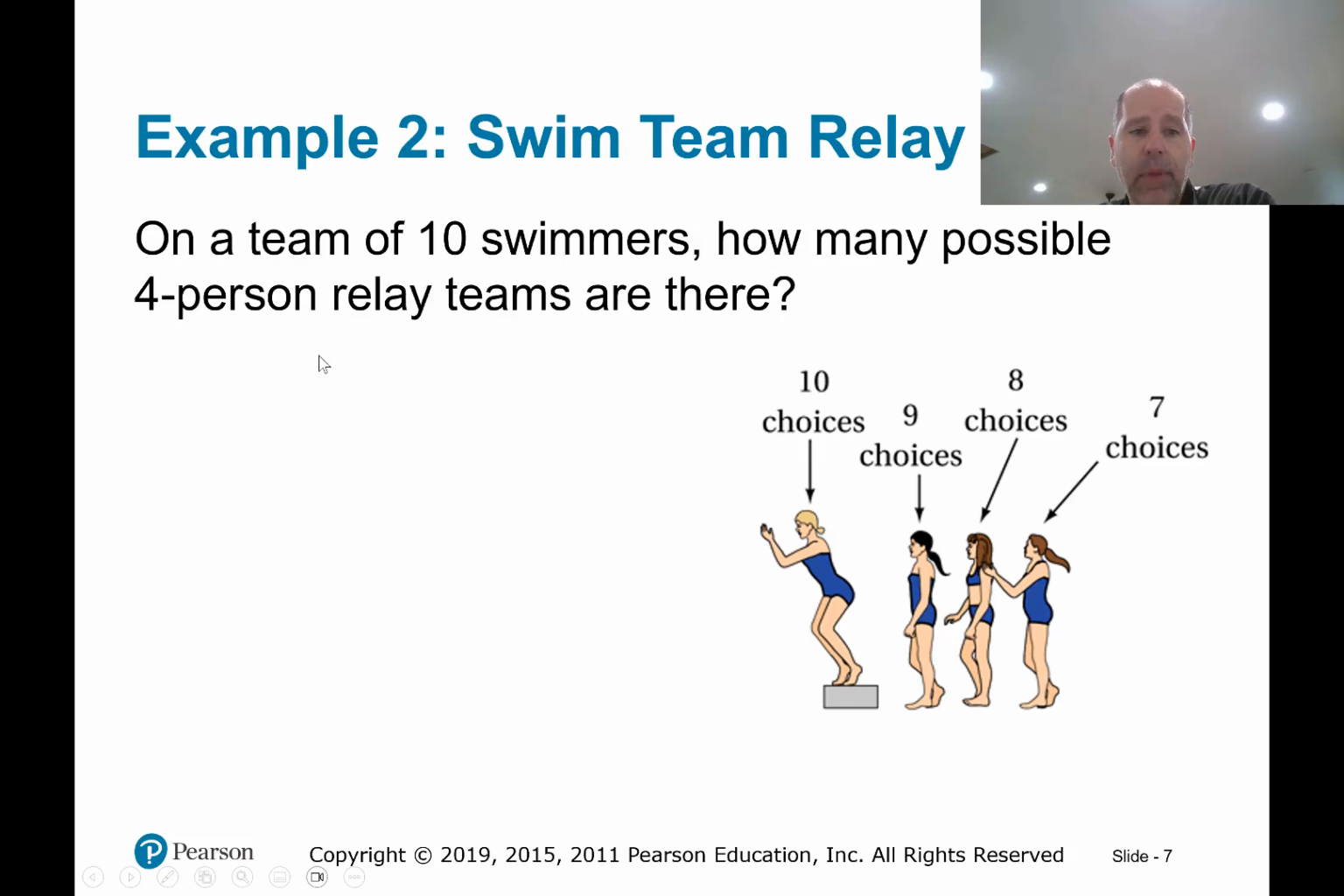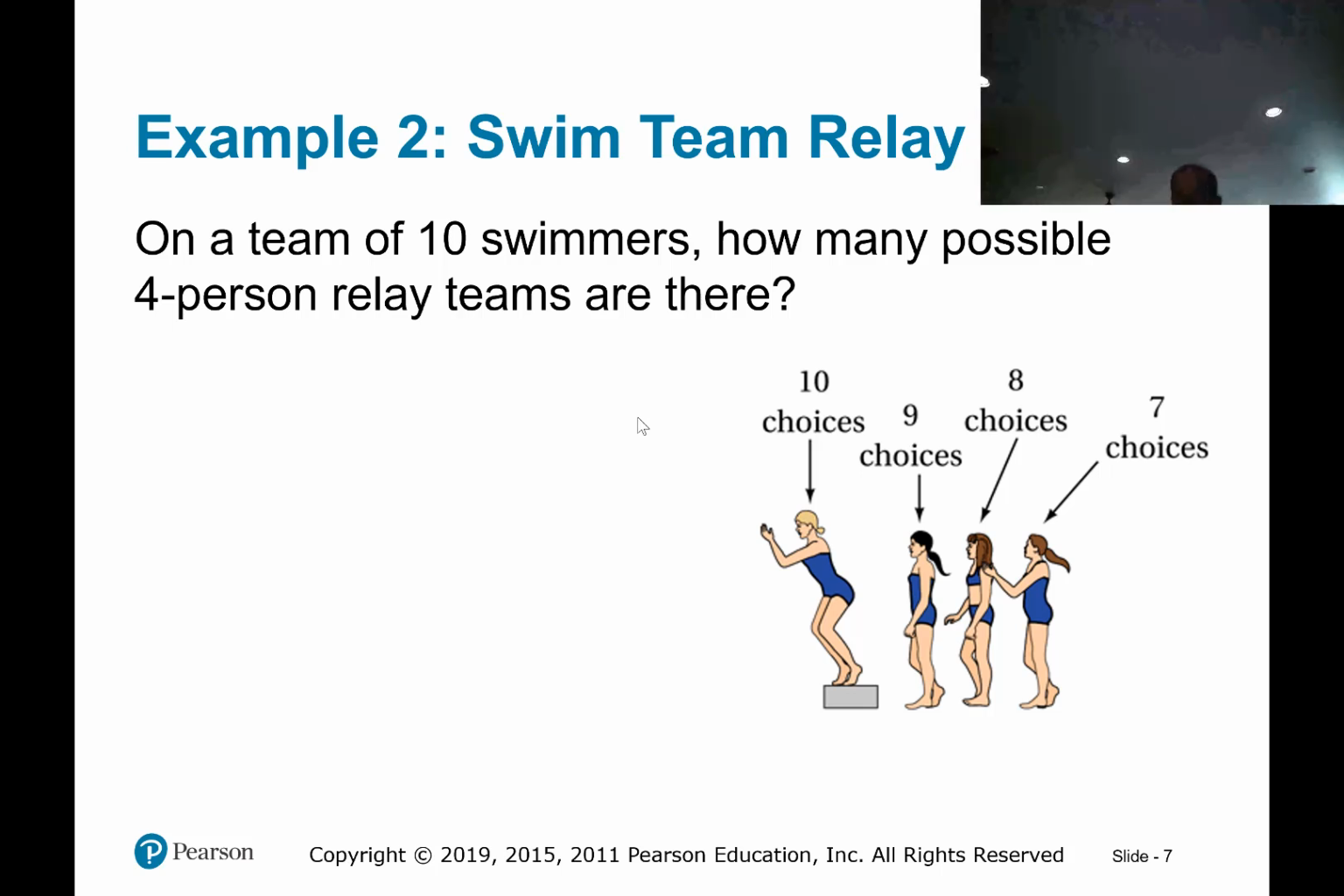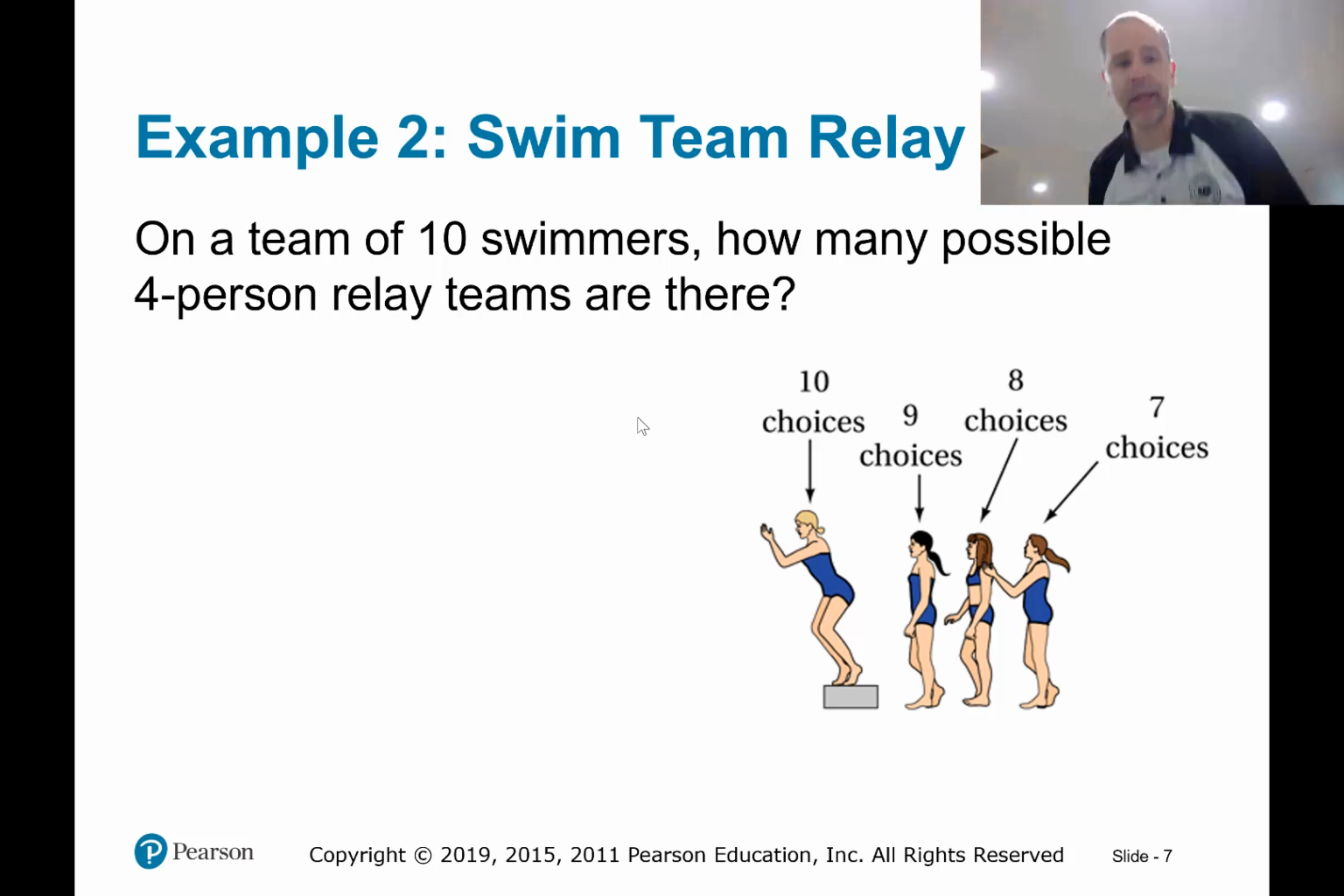So let's look at this one. We've got on a team 10 swimmers. How many possible 4-person relay teams are there? Well, in this case, order matters on the relay team, because you've got a person that goes first, second, third, and fourth, right? So the order matters. Now, how many possible 4-person relay teams are possible?